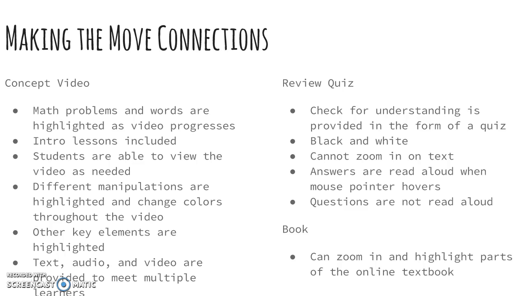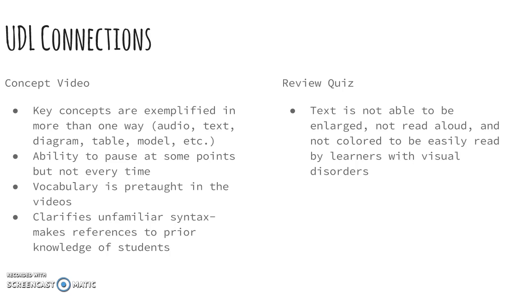The review quiz, a check for understanding, is provided in the form of a quiz. It is black and white. You cannot zoom in on the text. Only the answers are read aloud, and the questions are not read aloud, as I have stated before. With the book, you can zoom in and highlight parts of the online textbook, and you can write on the book. You can use your mouse to draw on it and circle and underline things that are important.